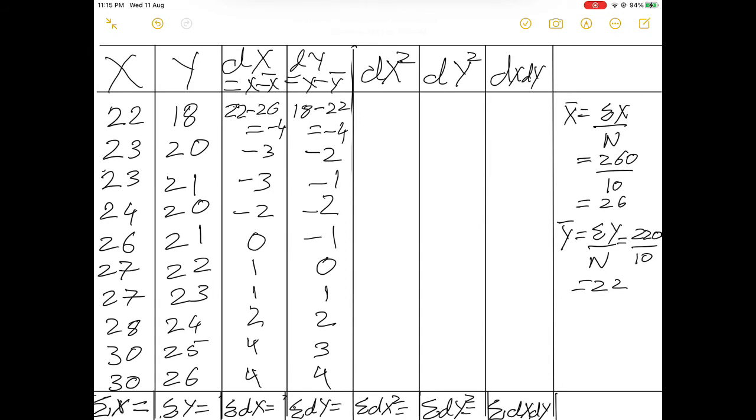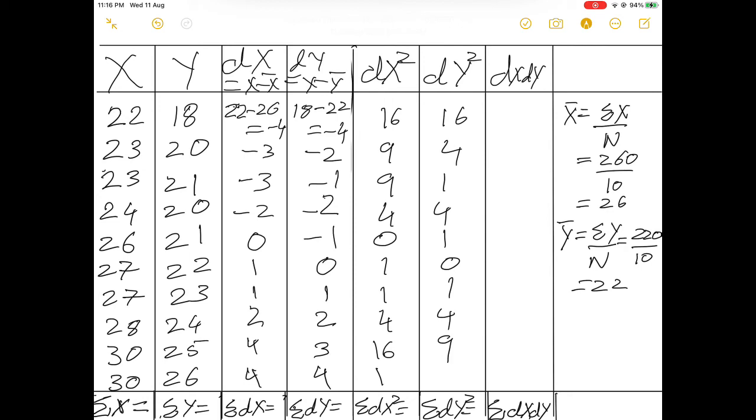So for dx square, we will take square values of all the values of dx. So minus 4 square 16, minus 4 square 16, minus 3 square 9, minus 2 square 4, minus 3 square 9, minus 1 square 1, 4, 4, 0, 1, 1, 0, 1, 1, 4, 4, 16, 9, 16, 16.